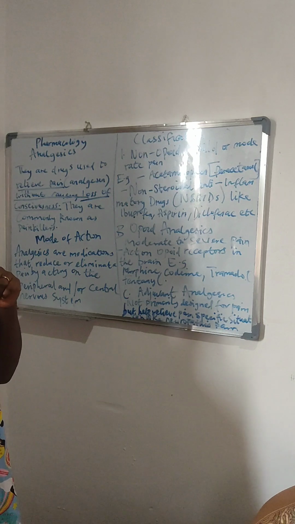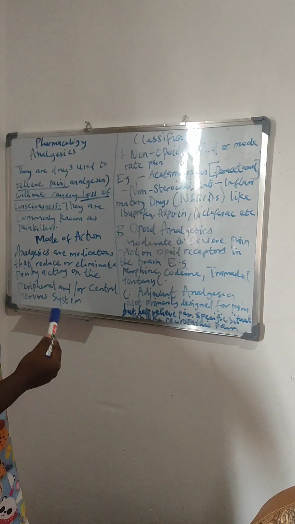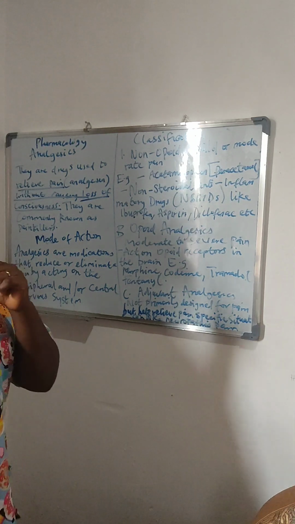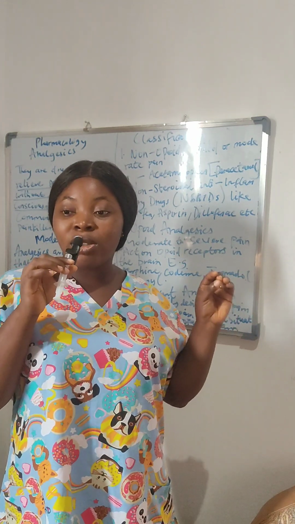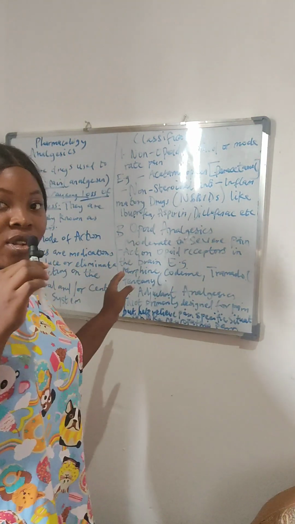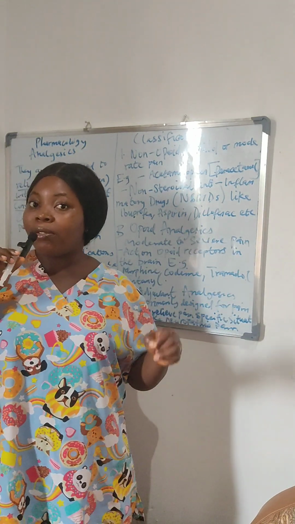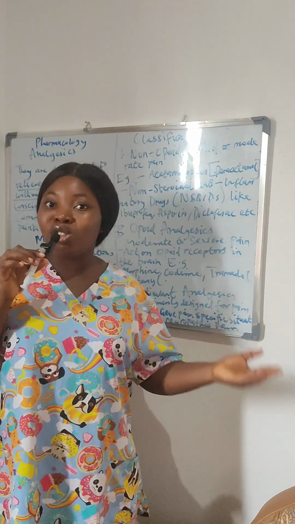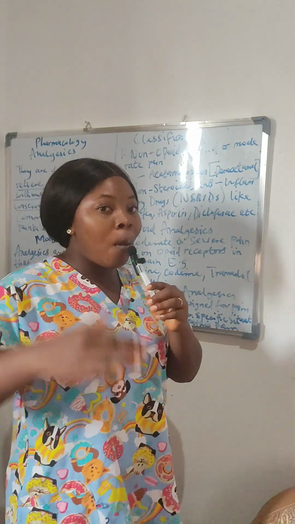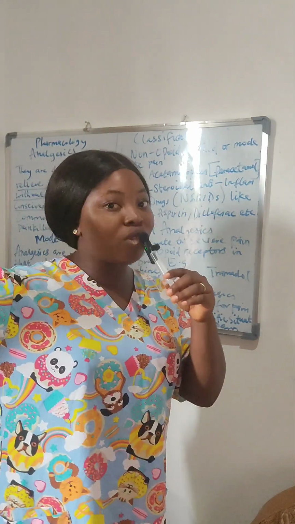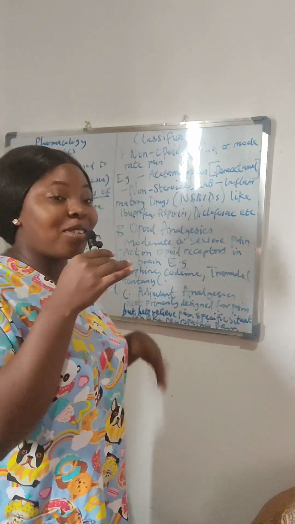So what is the mode of action? That is the mechanism of action. They relieve or eliminate pain by acting on the peripheral or central nervous system. In the body, we have natural painkillers. They are called endorphins. They act as natural painkillers. So these analgesics mimic those natural painkillers we have in our body. And this endorphin also stimulates the gating mechanism. So it's this gating mechanism that is going to block the pain from reaching the central nervous system or the peripheral nervous system. This is what these analgesics do.